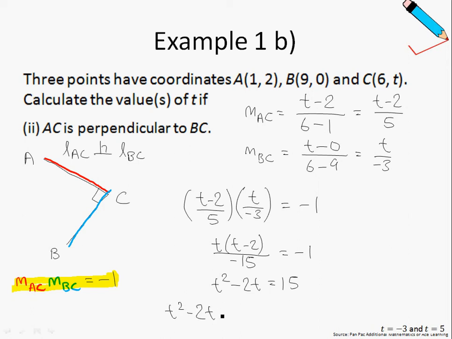Shifting all the terms to the left of the equation and factorizing it, I'll have t minus 5 and t plus 3 equals 0. Finally, I can get t to be either +5 or -3, and that's my final answer. So that's all for example 1b.